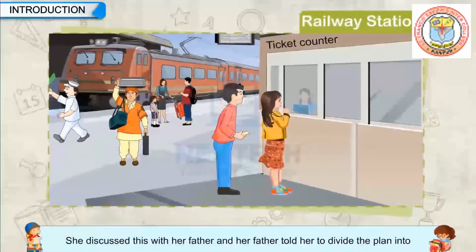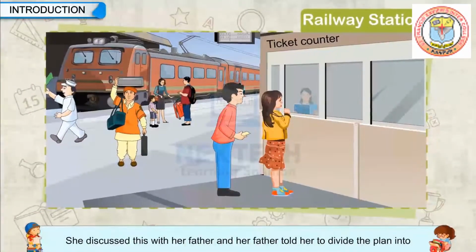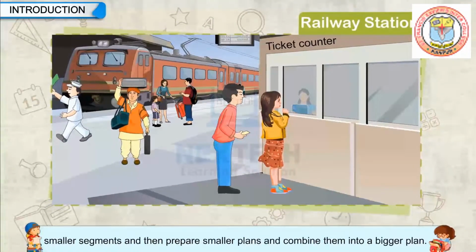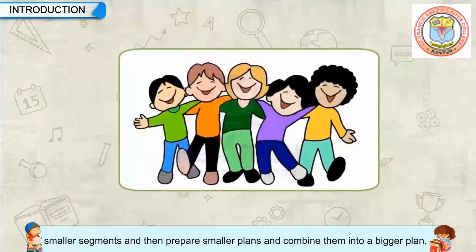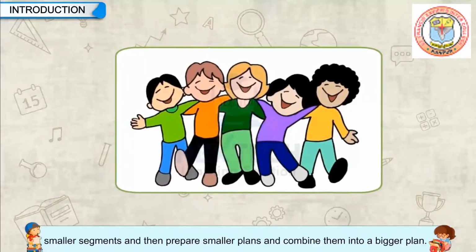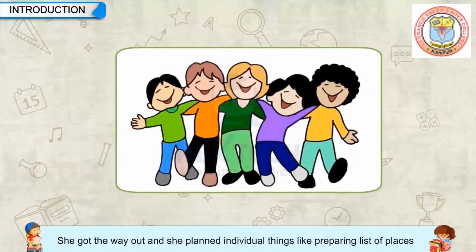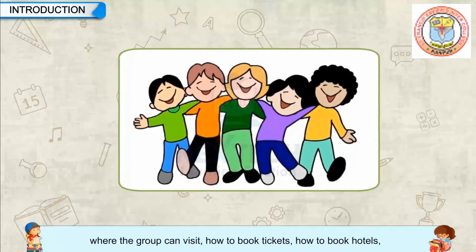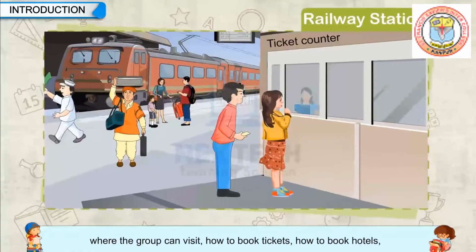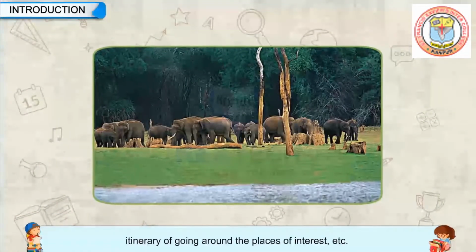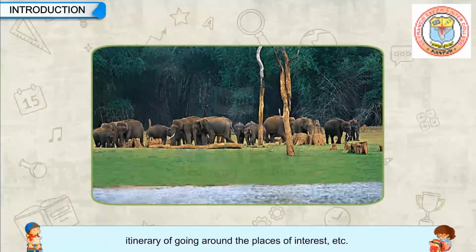She discussed this with her father and her father told her to divide the plan into smaller segments and then prepare smaller plans and combine them into a bigger plan. She got the way out and she planned individual things like preparing a list of places where the group can visit, how to book tickets, how to book hotels, itinerary of going around the places of interest, etc.